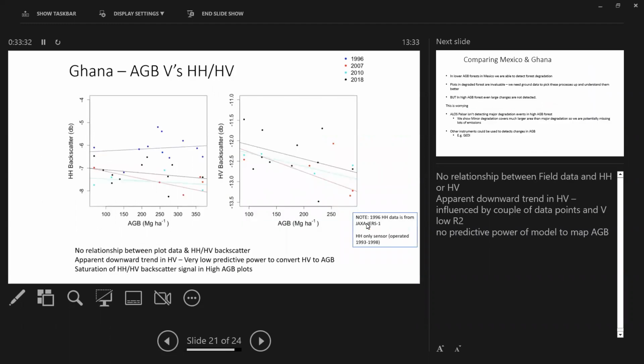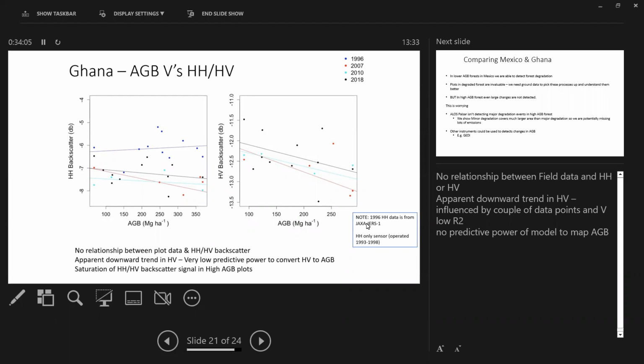And here's where it all falls apart, because when we did the same thing here, plotting plot biomass values against both HH and HV, there's not really any clear relationship between the plot data and the backscatter. And there's also this apparent downward trend in HV, which I just found really weird and didn't understand at all, but it's not really a very strong signal. So clearly we have this saturation signal that is going on.